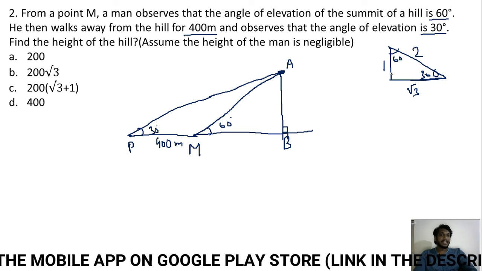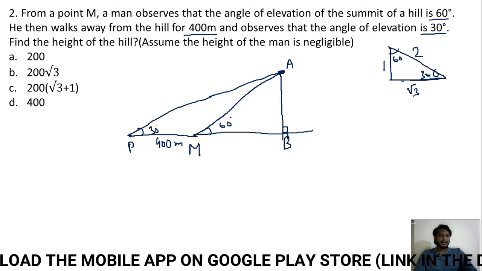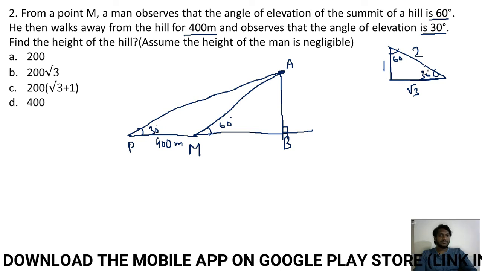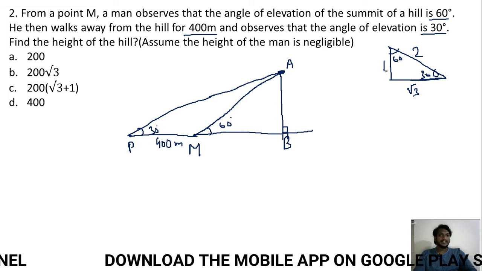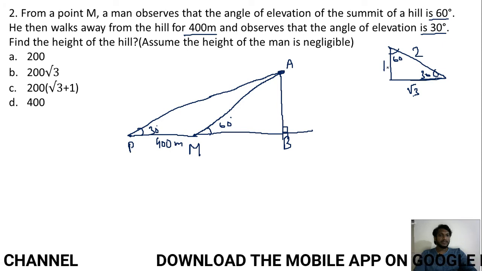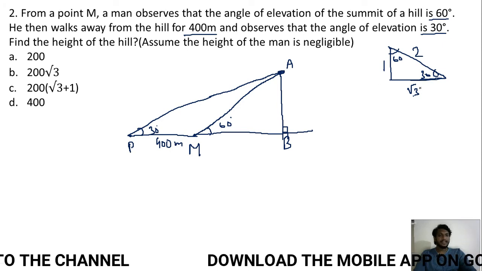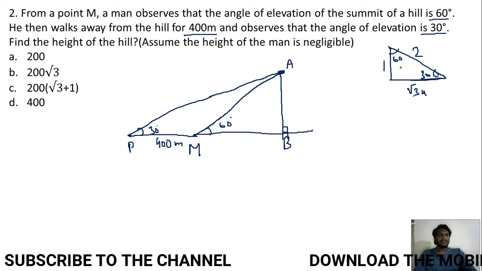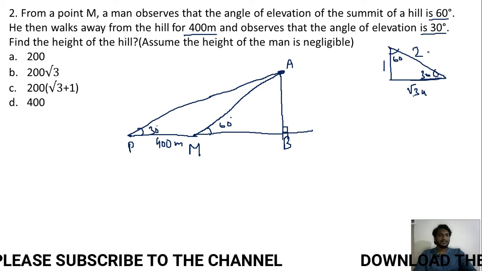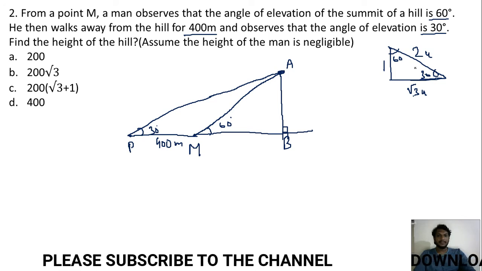Whenever we have a right angle triangle, the length of the side opposite to the 30 degrees angle will be 1 unit, the length of the side opposite to 60 degrees will be root 3 units, and the length of the hypotenuse will be 2 units.